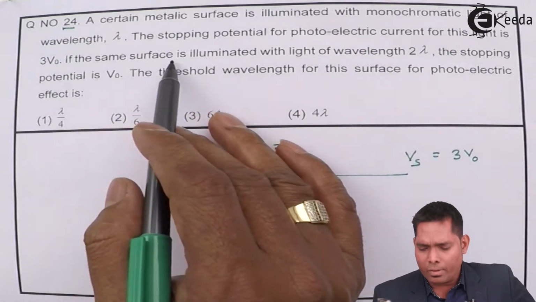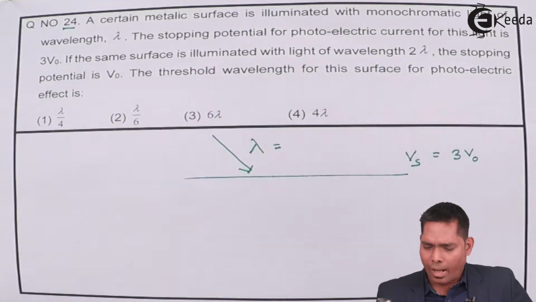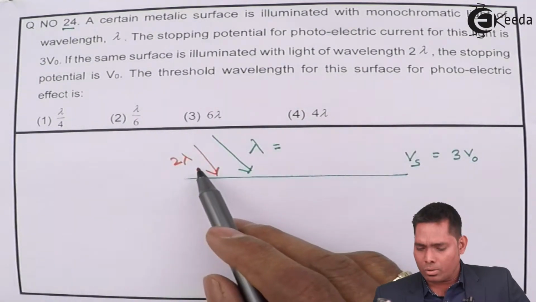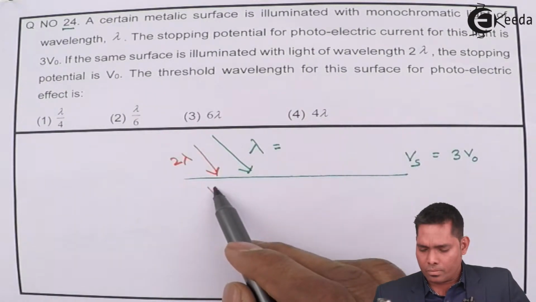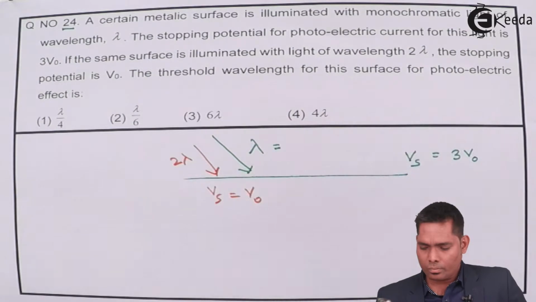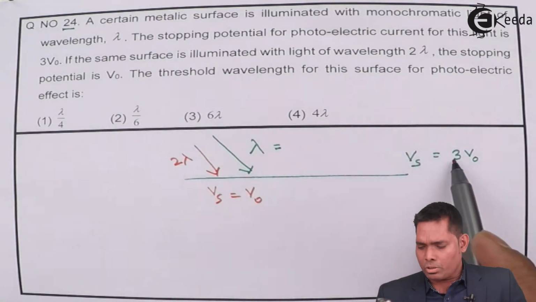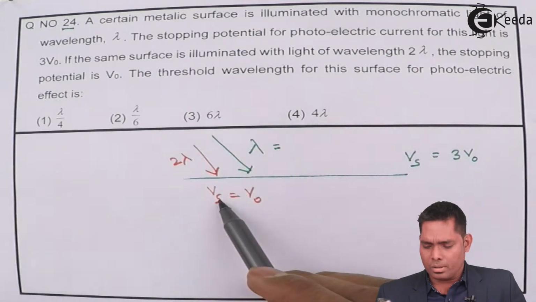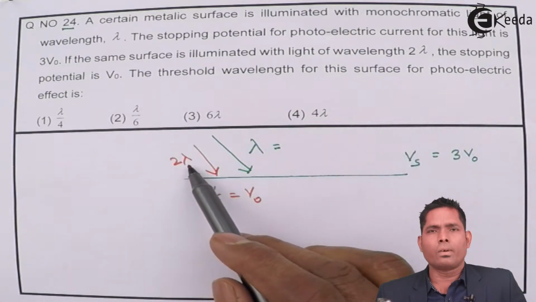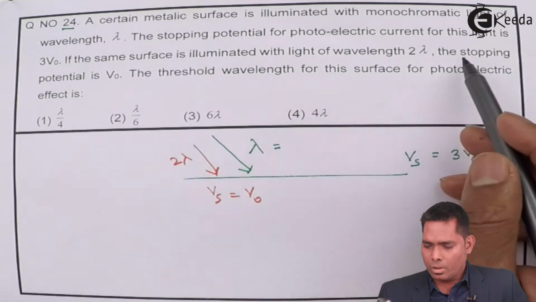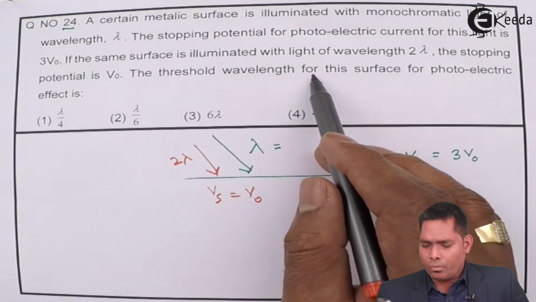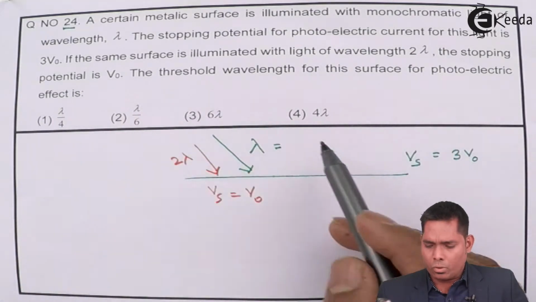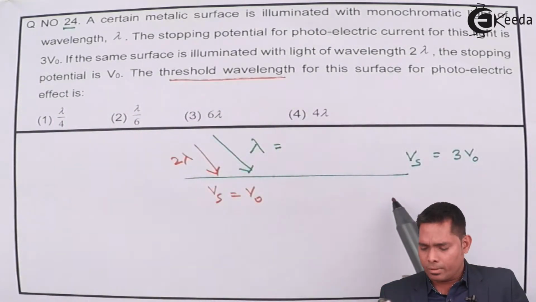If the same surface is illuminated with light of wavelength 2 lambda, this is another light of wavelength 2 lambda, the stopping potential becomes V naught. This Vs, which is 3V naught, corresponds to wavelength lambda, and this stopping potential V naught corresponds to wavelength 2 lambda. The threshold wavelength for this surface of photoelectric effect is, so you have to find the threshold wavelength.